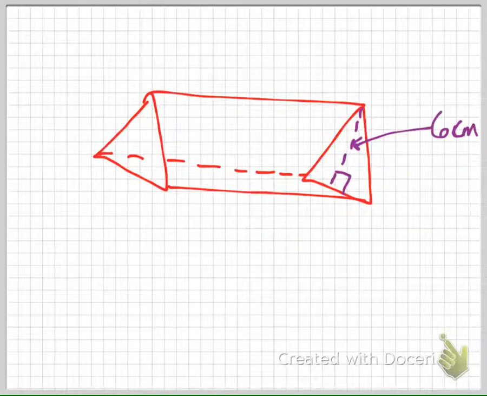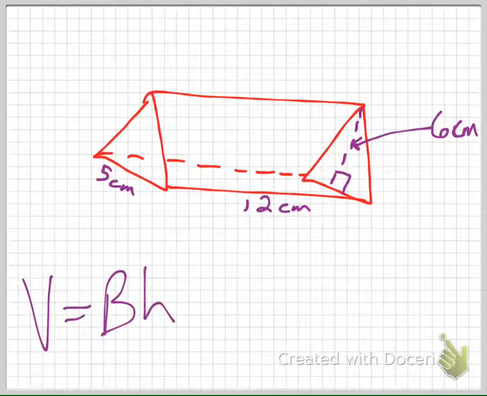And I'll tell you that this right here is 5 centimeters. And this here is 12 centimeters. So, here's the deal. What do you need to know? This is actually a good one. I like this. What do you need to know in order to do this? First of all, what's the formula for finding the volume here? V equals big BH.